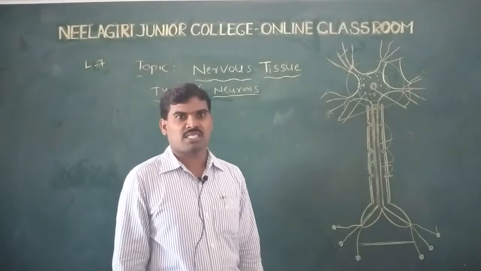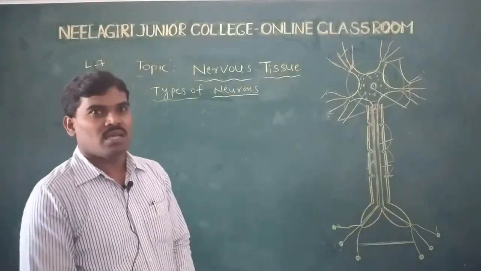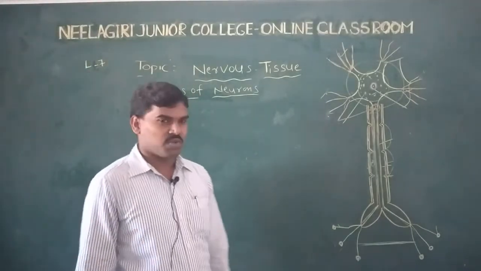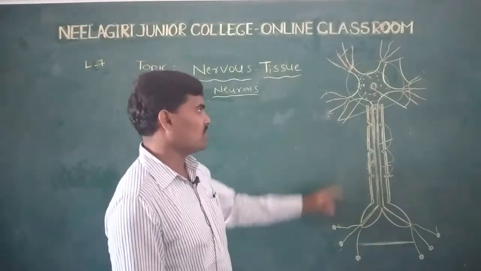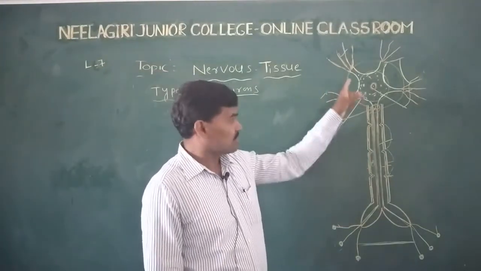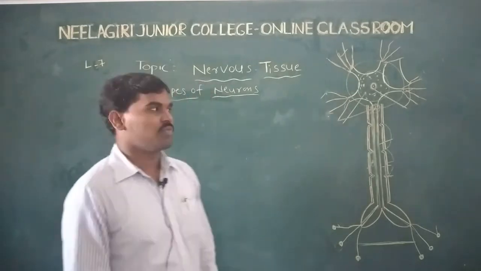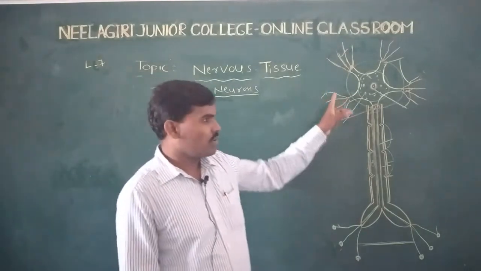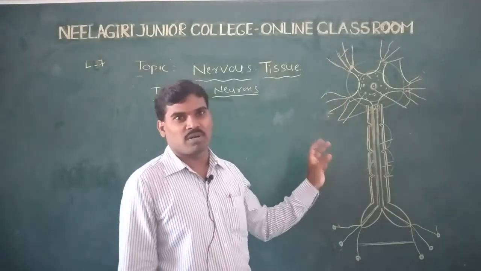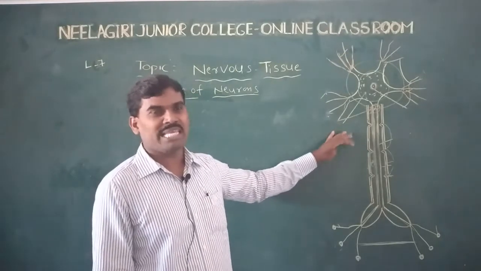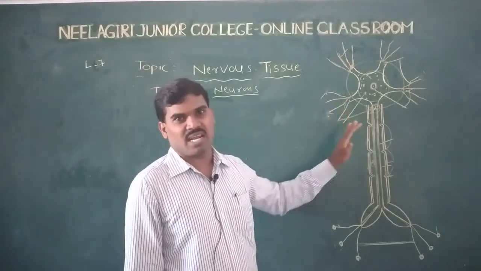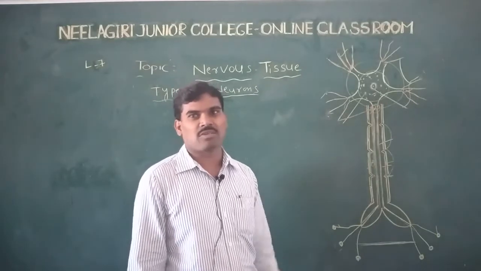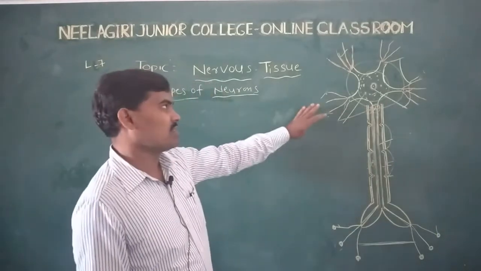Okay, students, the last class completed the structure of neurons. So this is the structure of neurons. How many parts are in the structure of neurons? Three parts. First one is the cell body, second one is dendrites, third one is axon. So that was completed in the last class.